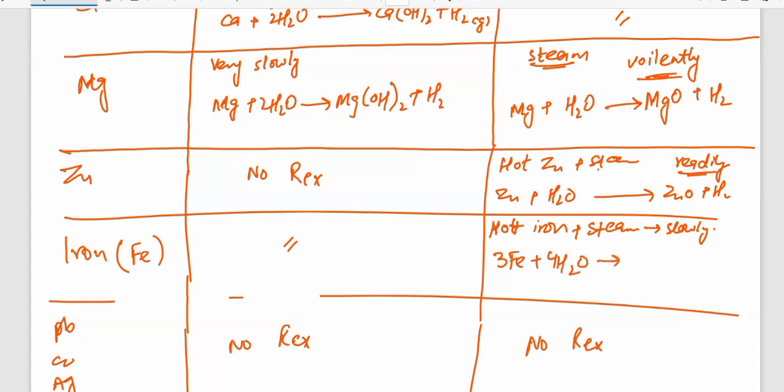Fe plus H2O gives rise to Fe3O4. This is a type of oxide, solid, plus 4H2.